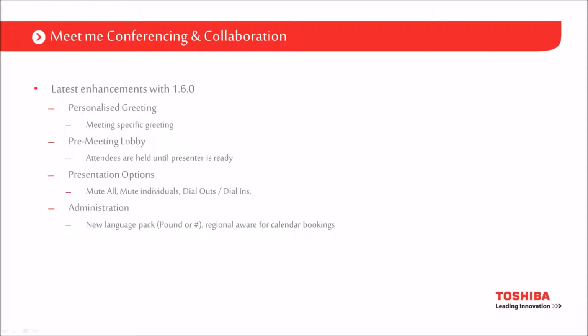You've got the ability to split people as well. So what you can do now is go into a web conference, and then after 10 minutes, you can actually split them out into two separate web conferences and then bring them back in again together. So the functionality in 1.6 with the Meet Me conferencing is far, far higher than it may have been before when you've seen it.